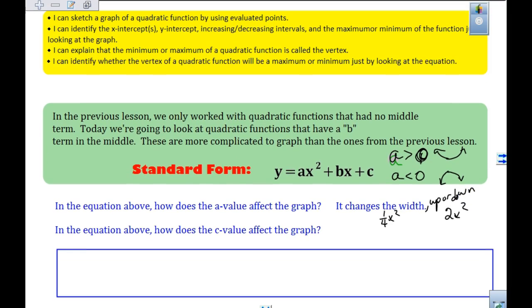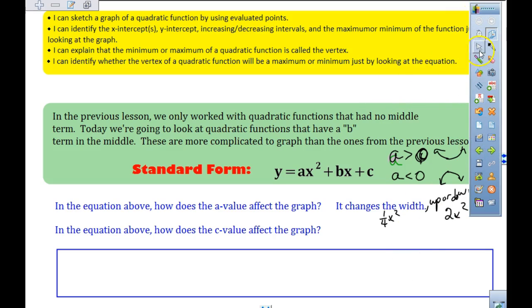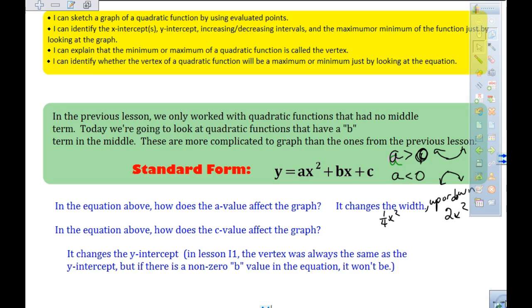So in our equation above, how does the C affect the graph? Well, when we think about that C value, what we want to write down is that the C changes our y-intercept. Exactly like we did in our last lesson in I1. It changes that y-intercept. But the key thing here is that if there is a non-zero b, it won't necessarily be the exact y-intercept. And that's what you're going to see today: when we add this term, the bx, this isn't always going to move it necessarily up 4. So you've got to be careful with that, okay?